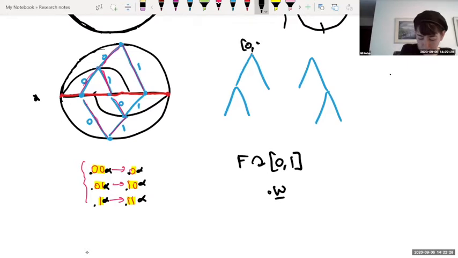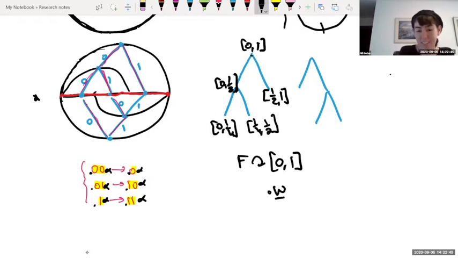So here, if you start with the interval 0, 1, then you divide it in 2, then you get the interval 0, 1 over 2, and 1 over 2, 1. And you divide this interval in 2, so you get 0, 1 over 4, and 1 over 4, 1 over 2. So if we do the same in this tree, then we can do the same in this tree.